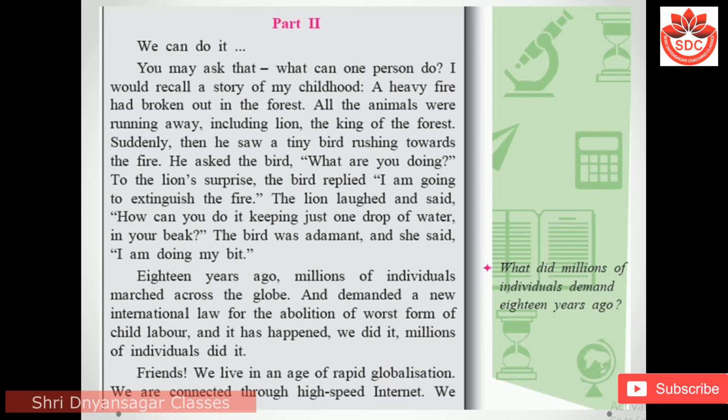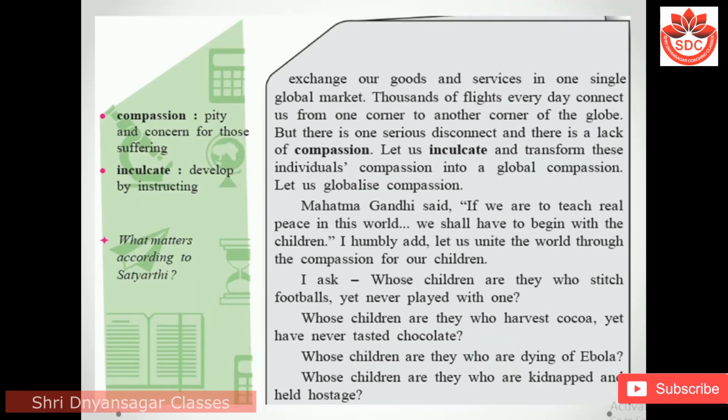Eighteen years ago, millions of individuals marched across the globe and demanded a new international law for the abolition of the worst forms of child labor, and it has happened. We did it. Millions of individuals did it. Friends, we live in an age of rapid globalization. We are connected through high-speed internet. We exchange our goods and services in one single global market.